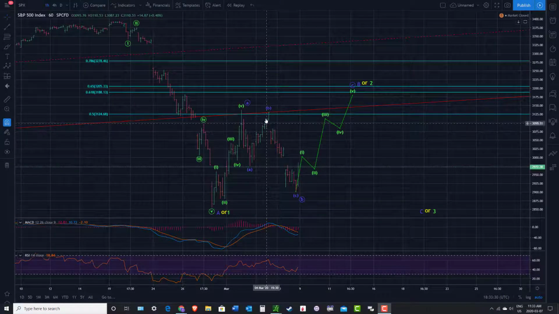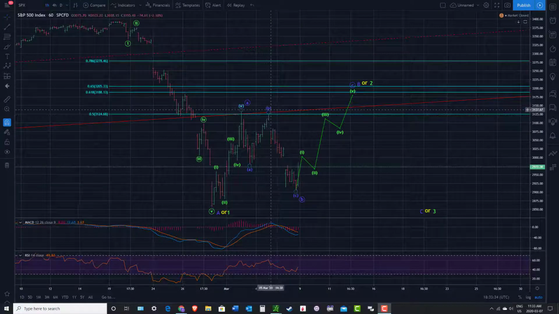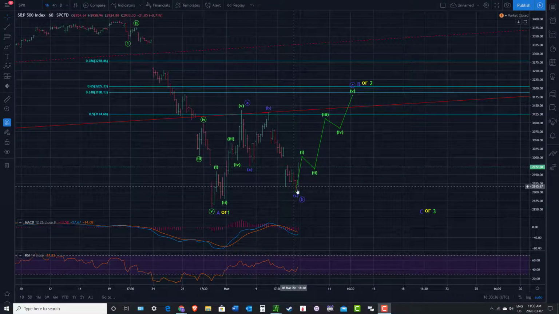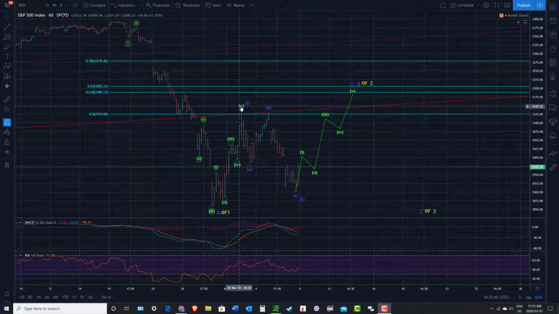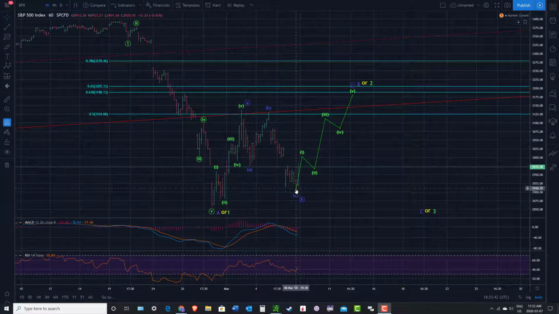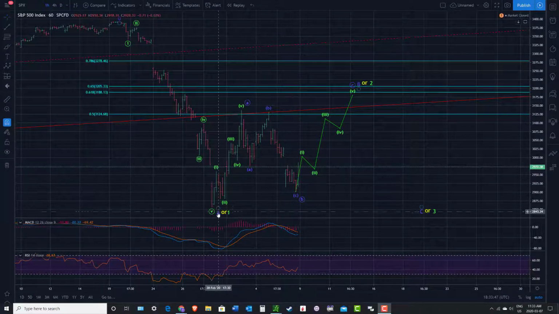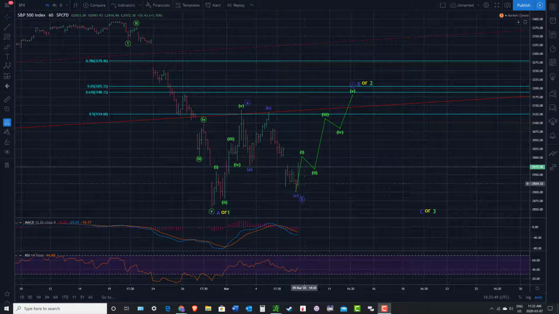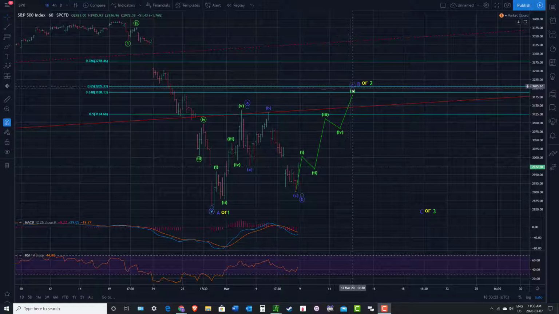It would be fine if it was an expanded flat, but this B wave didn't actually get above the origin of A, so it's not the best expanded flat. But anyways, the overall message here is that we have a 3-wave move down to a higher low. So I do like that we have an A up, 5 up for A, 3 down for B, and I'm looking for a 5-wave sequence to the upside to complete that C of a larger B or 2.